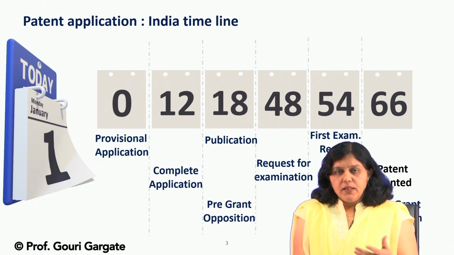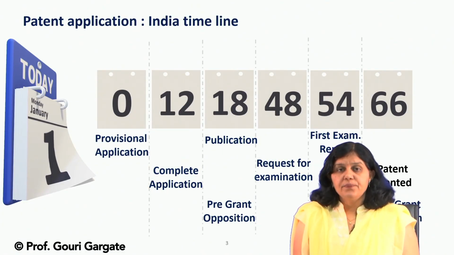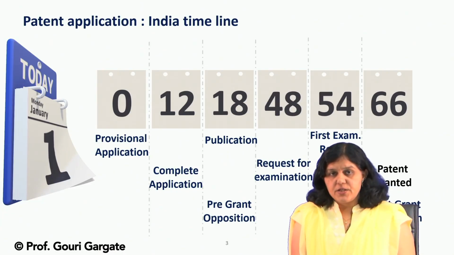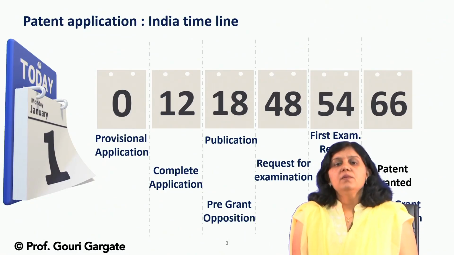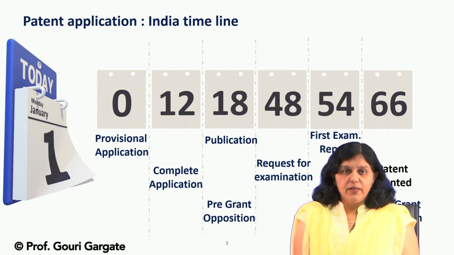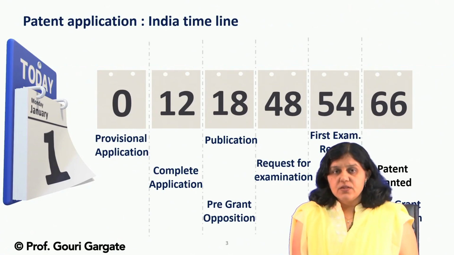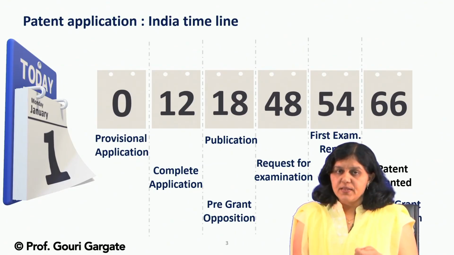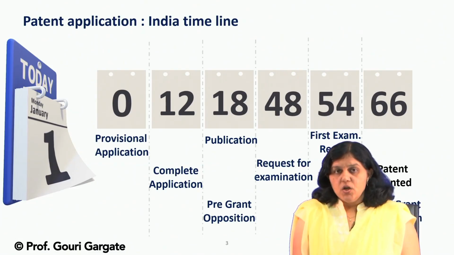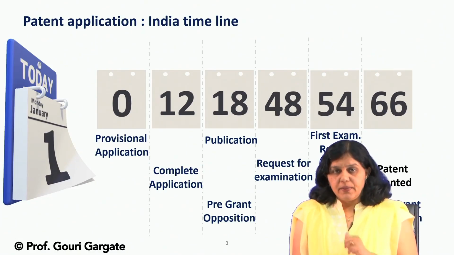Okay. Then there are again two important stages where opposition can be faced. Which are these? Pre-grant opposition and post-grant opposition. Pre-grant opposition is after publication and before the grant, and post-grant opposition is after the grant, however, within 1 year from the date of the grant. Again, requisite form and supporting document submission is suggested to substantiate the opposition. So, these are the pre-grant and post-grant oppositions. Okay. So, this is the India patent timeline.